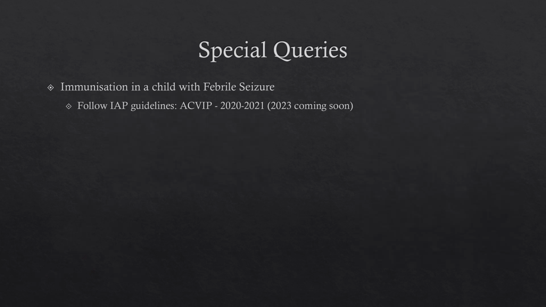Some special queries that parents usually ask: how to immunize a child with febrile seizure? Does the child need any different immunization schedule? No. The answer is no. Always we have to follow the IAP guidelines, that is the most recent ACVIP, Advisory Committee on Vaccination and Immunization Practice 2020-21 guidelines, and the 2023 guidelines are coming soon within a month.